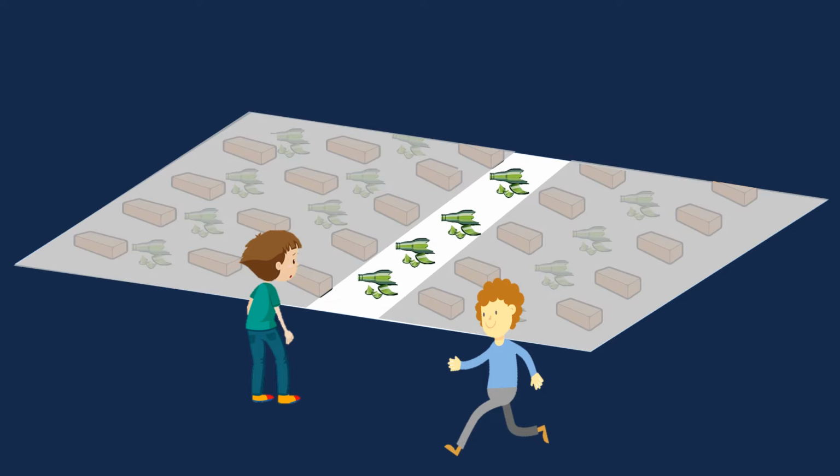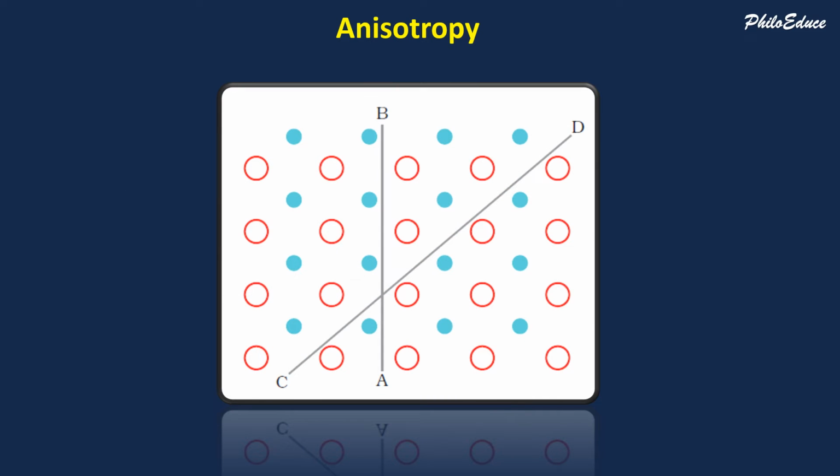But if another person goes to the next side, then in his path he sees that there are broken glasses, so he can't walk the same as the previous person. His movement is restricted. This is a simple picture of a crystalline solid. What exactly does it mean? It is nothing but anisotropy.